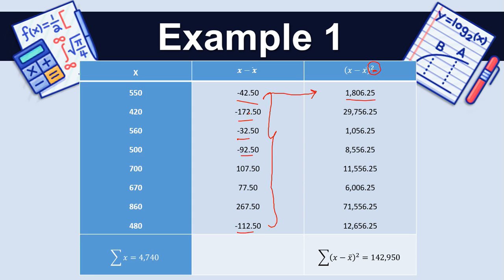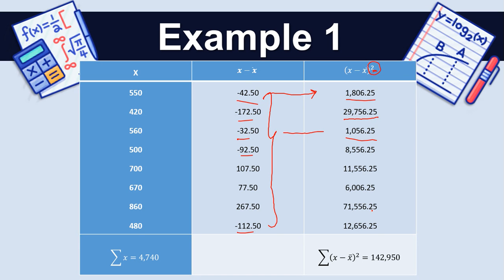Kay negative 172.5, we have 29,756.25. Okay, and so on and so forth po. So, ganun din po yung gagawin ha. Squared mo yan, yung negative 32.5, we have 1,056.